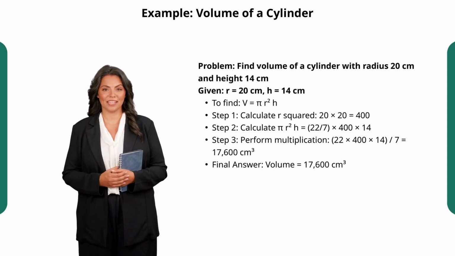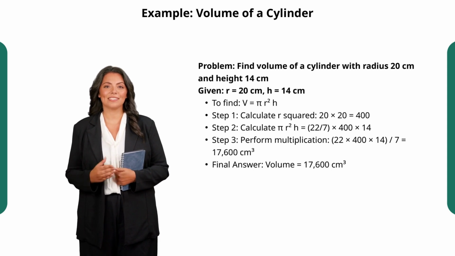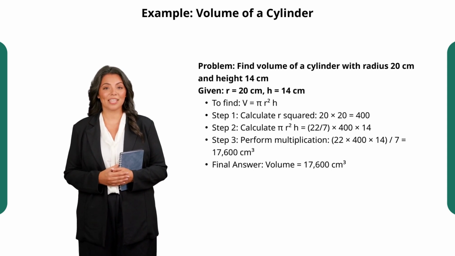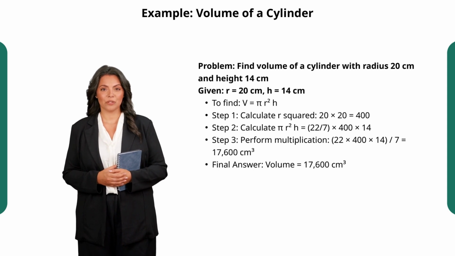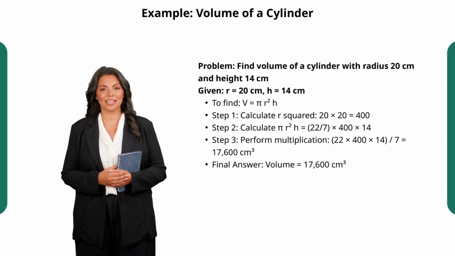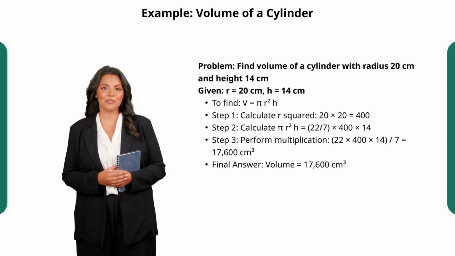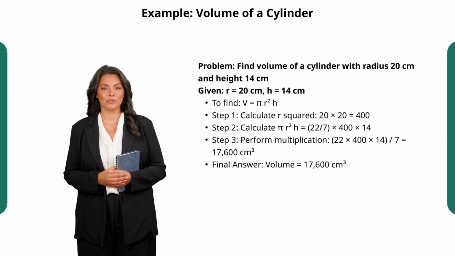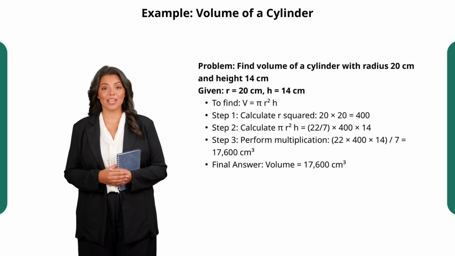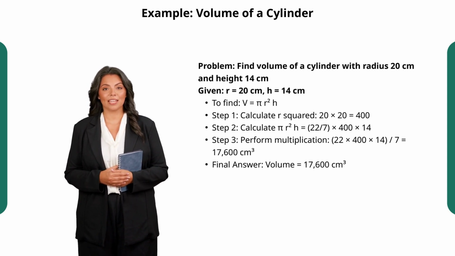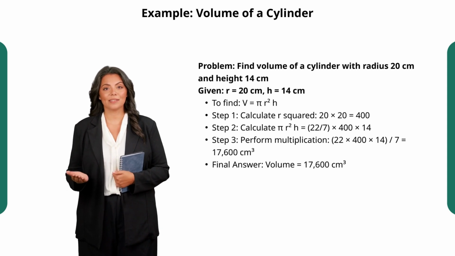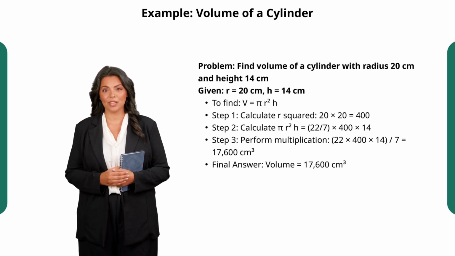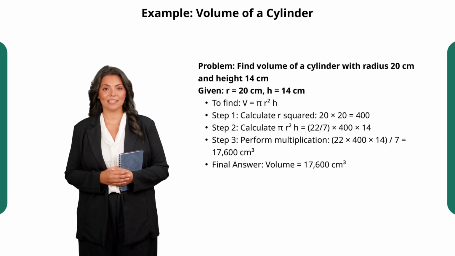Given a cylinder with radius 20 centimeters and height 14 centimeters, we begin by squaring the radius. 20 times 20 equals 400. Next, multiplying pi, approximated as 22 over 7, times radius squared, times height, we calculate (22 times 100 times 14) divided by 7. This equals 17,600. So, the cylinder's volume is 17,600 cubic centimeters.